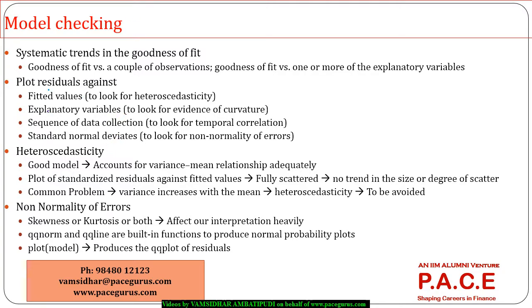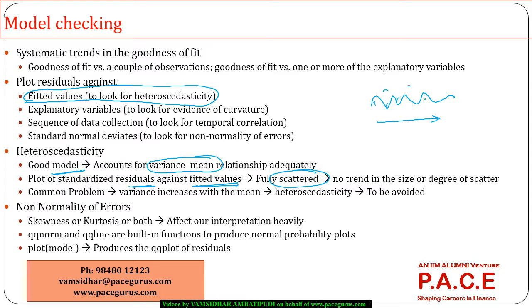Then heteroscedasticity is generally detected through this kind of plot. If I'm talking about a good model, the variance versus the mean relationship is taken care of adequately, which means there is no specific pattern in the variance versus the mean. Even as the mean of the fitted values is increasing, I don't see any specific pattern in the variance of the residual. Then it is called a good model. So you are plotting the residuals against the fitted values.